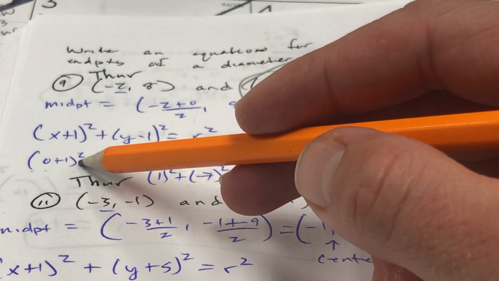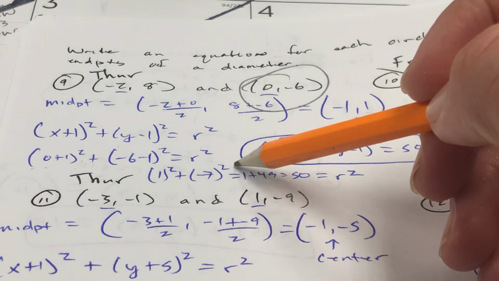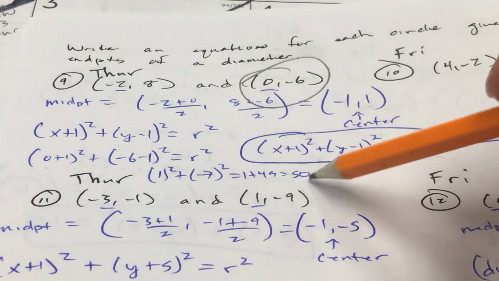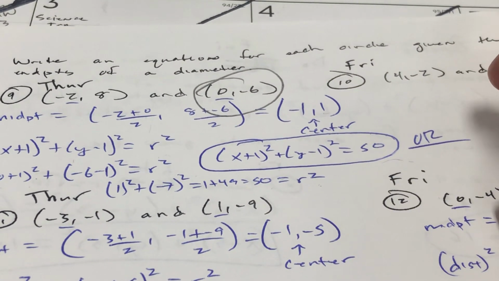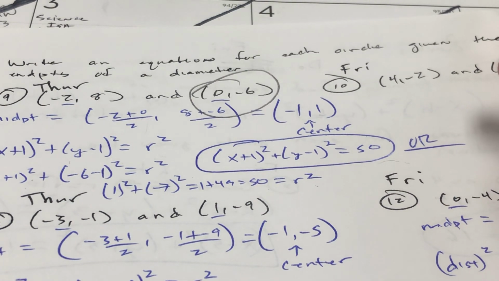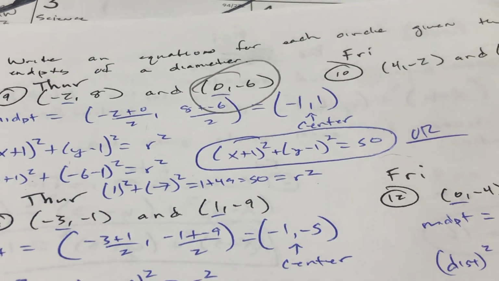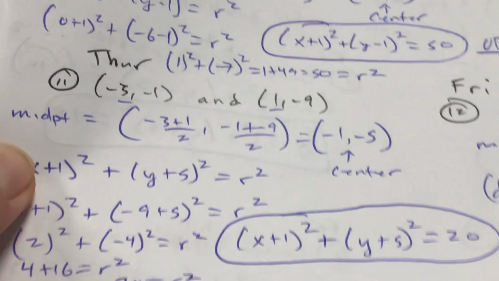0 plus 1 is 1 squared. This is -7 squared. 1 plus 49 is 50, and that's equal to r squared. Remember, that's what the equation wants, r squared. Okay, so that's one way to do this question. Now, I'm going to show you in 12, a little different.